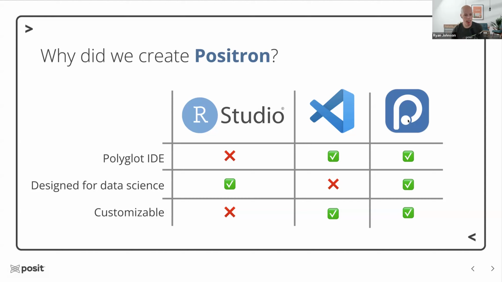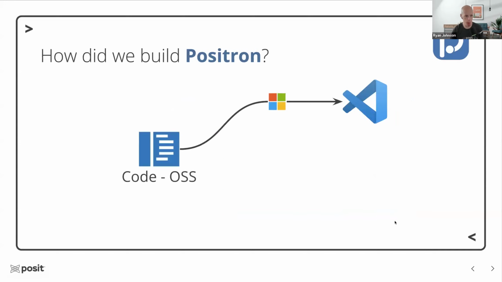So why did we create Positron? Well, we wanted to take these two IDEs and essentially smush them together to get the best of all capabilities. So Positron is a polyglot IDE that is tailored for data science, and it is extremely customizable, as you'll see here in a little bit.